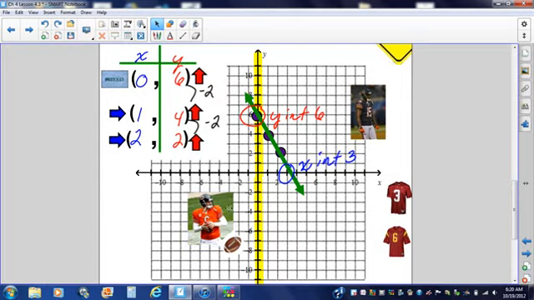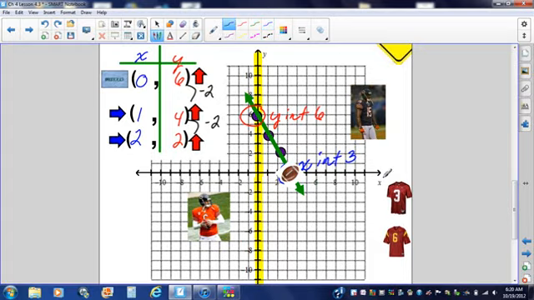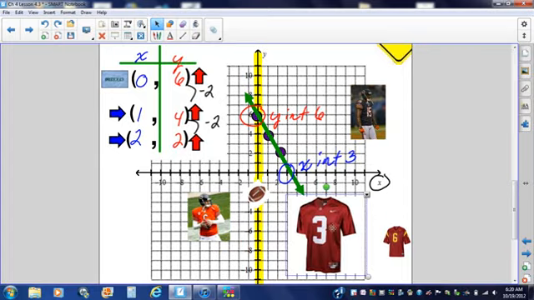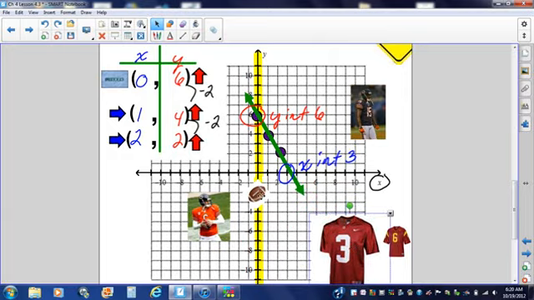Da Bears. Let's say Jay Cutler is going to throw a pass to Brandon Marshall. Sometimes when Jay Cutler throws a pass, it is intercepted. In this case, it is intercepted by the X right here at 3. So you can think of it as X is wearing the jersey that has the number 3 on it. He intercepts the ball. That would be the x-intercept.